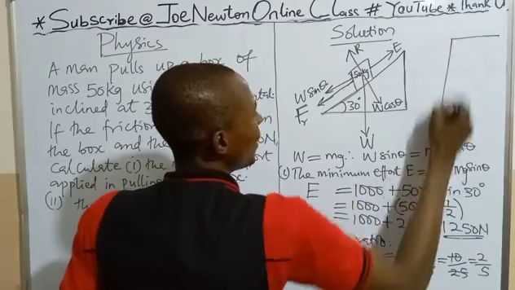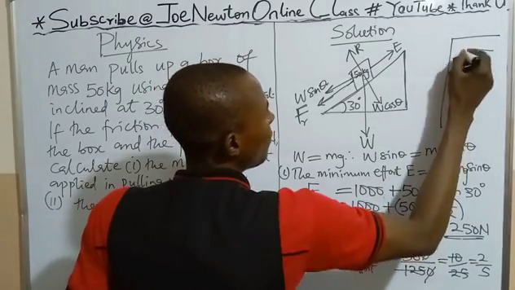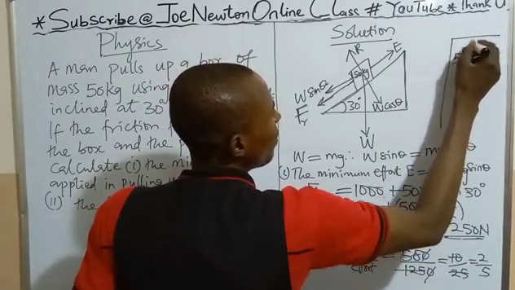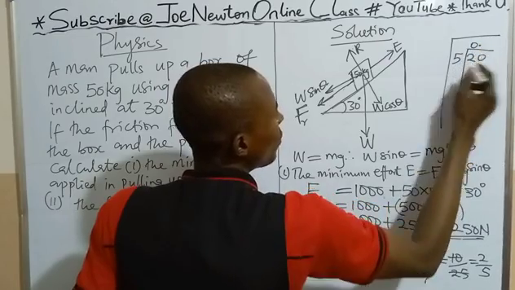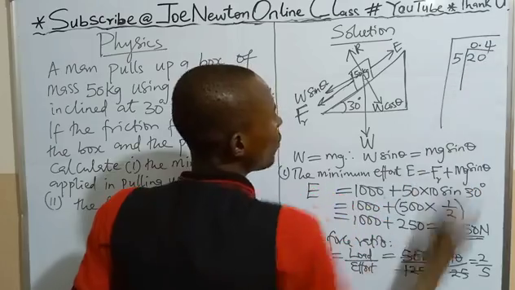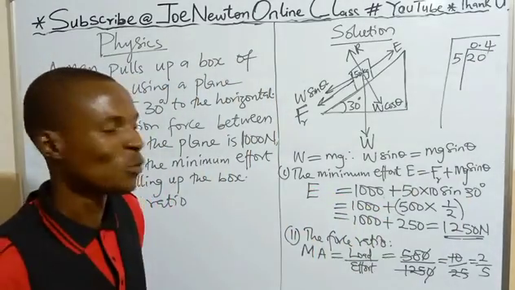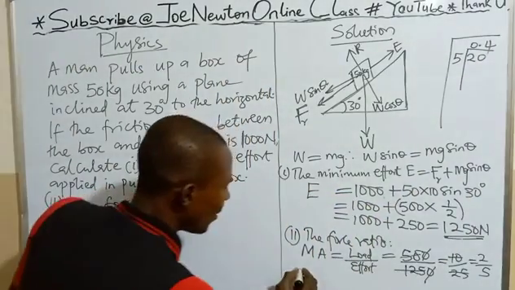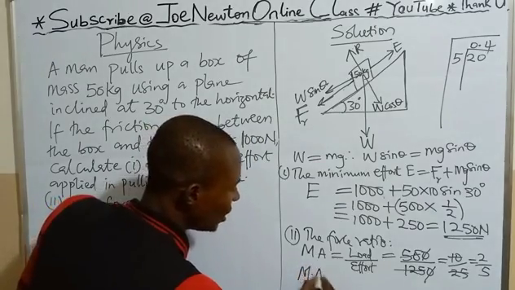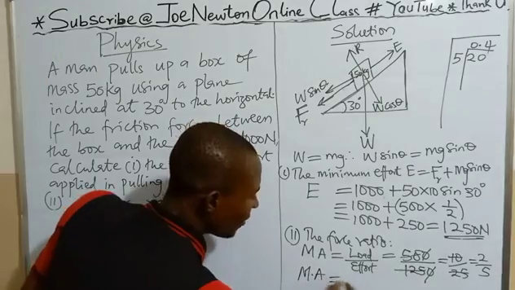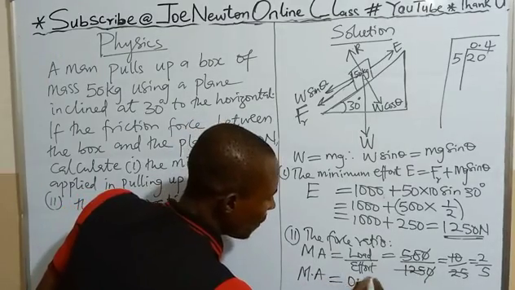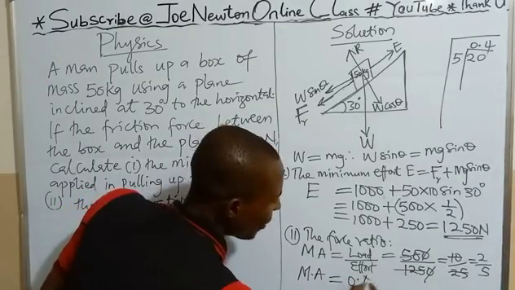Let's check it out here. 5 divided into 2: we have 0, decimal, put 0. 5 divided into 20 is 4. So 2 over 5 is 0.4. Therefore, the mechanical advantage or the force ratio is equal to 0.4.